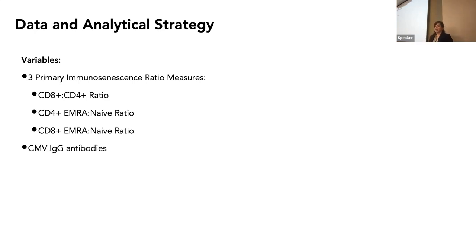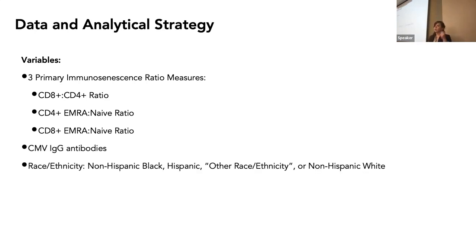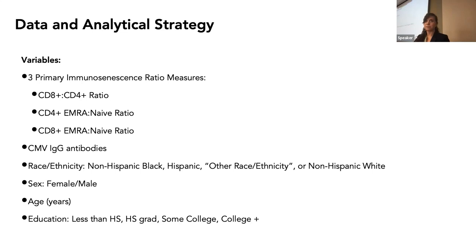We also looked at CMV IgG antibodies. We looked at 4 categories of race: non-Hispanic Black, Hispanic, other race, ethnicity, and non-Hispanic white. In sex, female or male, in age and years. In education, we had a 4 category here as well.